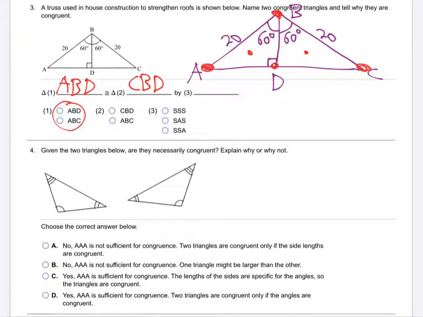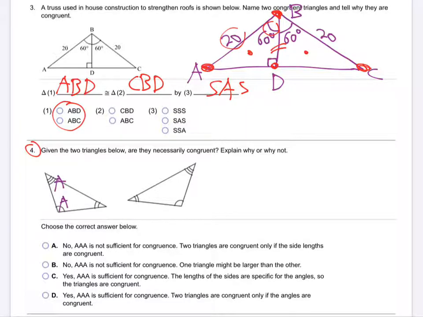And what's the reason? Why are those two identical? Side, angle, side, yet again. They have a side, an angle, and then they share that common side in the middle again. Side, angle, side. How about number 4? Two triangles. Are they congruent, identical? What kind of information do we have on number 4 here?